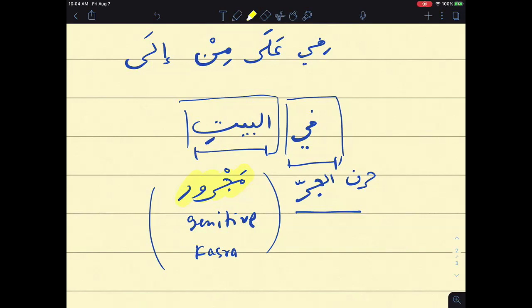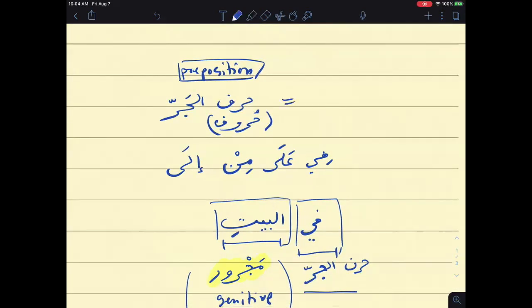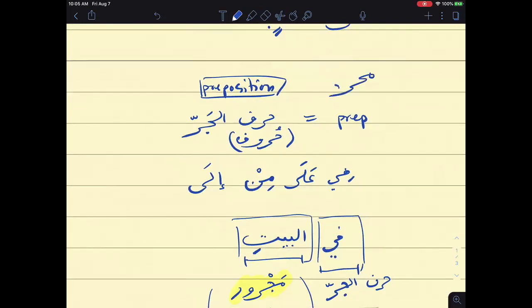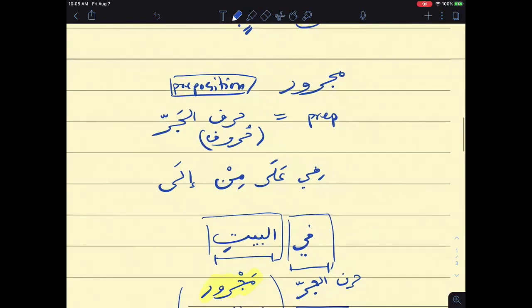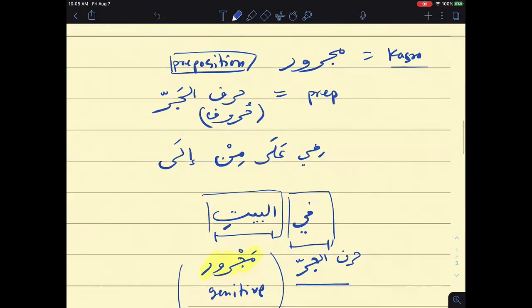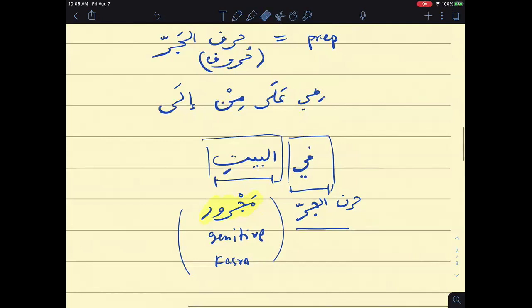Okay, so is that clear? What is harful jar, guys? What does harful jar mean? Harful jar is preposition, right? So what does majrur mean? Yes, kasra. That's it. I like that, kasra state. You don't have to say genitive, it doesn't matter. So majrur is your kasra, and the harful jar is preposition. What is the word under fi? This is the harful jar. Maybe you should write it down better.